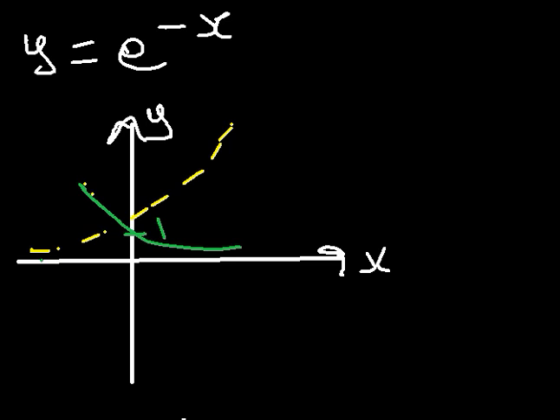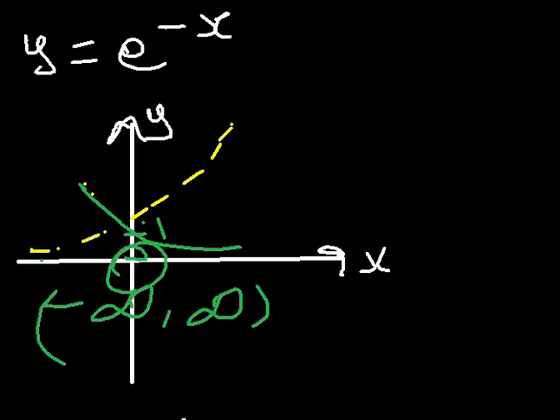And this is the y-intercept, given as 1. Should we talk about the domain as well as the range? The domain corresponds to all values, that is negative infinity to positive infinity. And the range corresponds to 0 to positive infinity, of which the 0 will not be part of the interval.